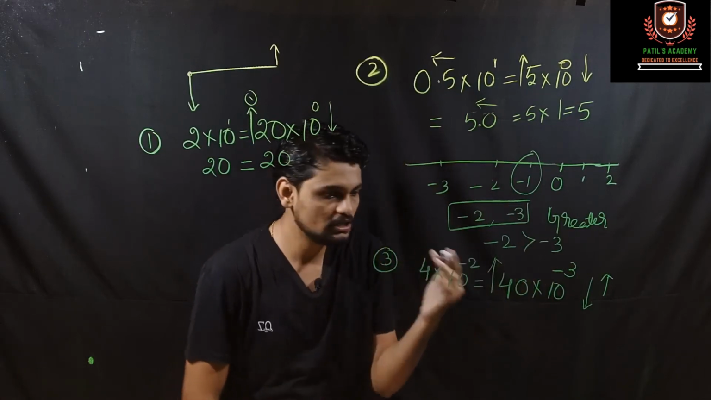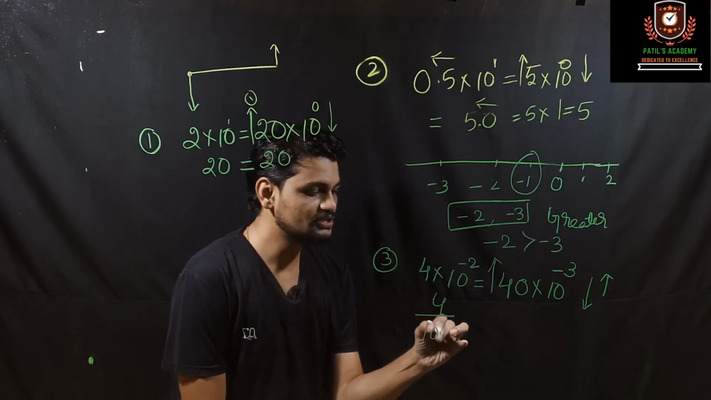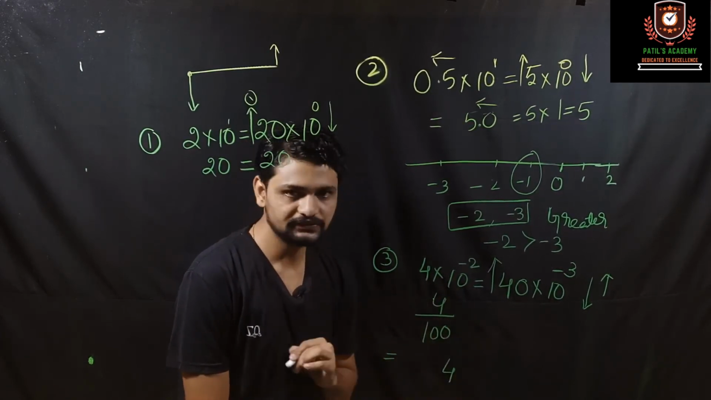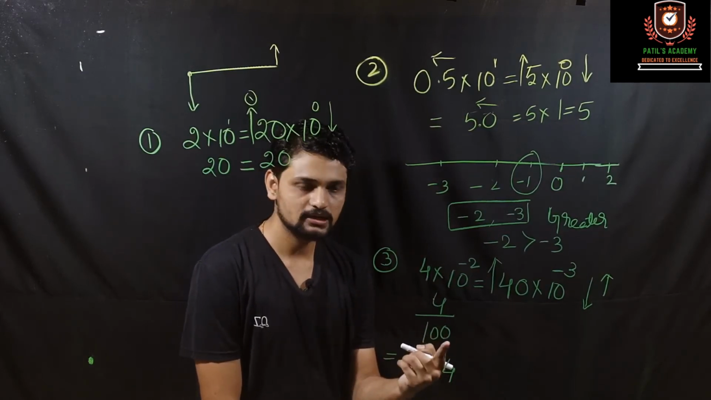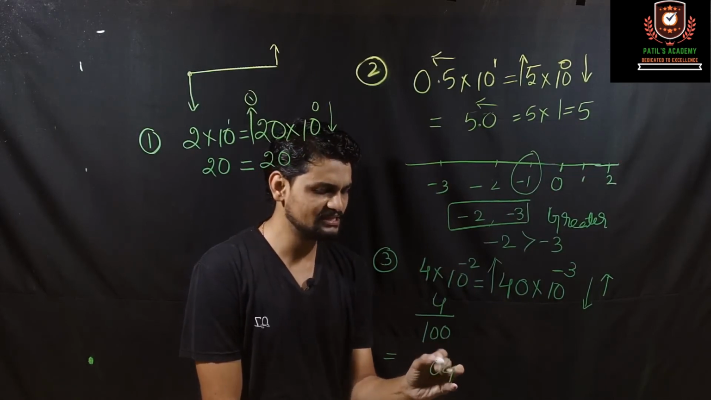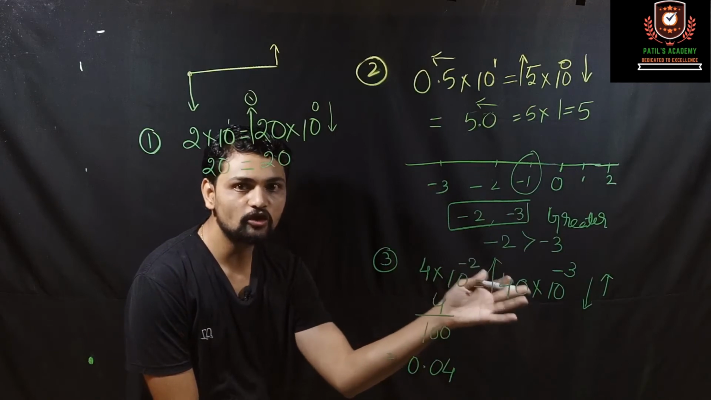Let us verify as well. 4 by 10 power -2: if it comes to the denominator, it is 10 power +2, that is 100, right? So 4 by 100 is how much? Keep 4 as it is. The denominator has 2 zeros, so after 2 digits, 1, 2, the second digit is not there. What to do? As simple as that, put 0. So 0.04. Now don't you think I should get 0.04 on the right hand side also?